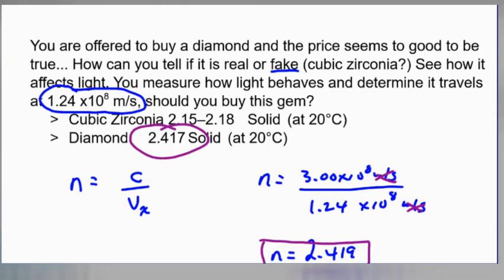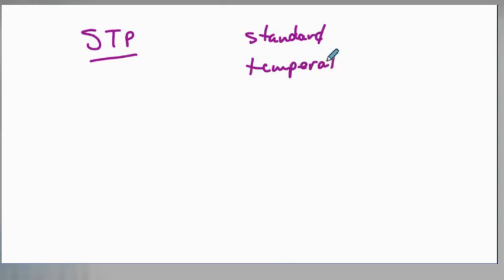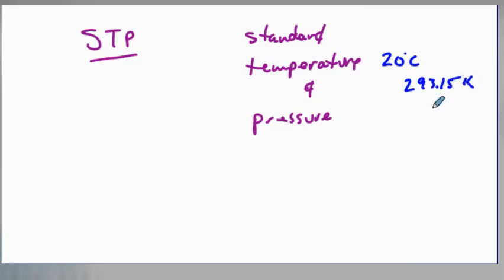On a last note, I'll just mention that sometimes these are offered at what's called STP, and that is standard temperature and pressure. Just be very, very careful what conditions you are operating in. Standard temperature and pressure, we're usually looking at about 20 degrees Celsius, which is 293.15 Kelvin. And pressure, I believe that's 1 atmosphere. Yeah, 1 atmosphere of pressure.